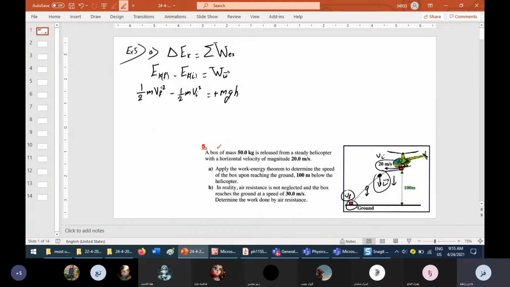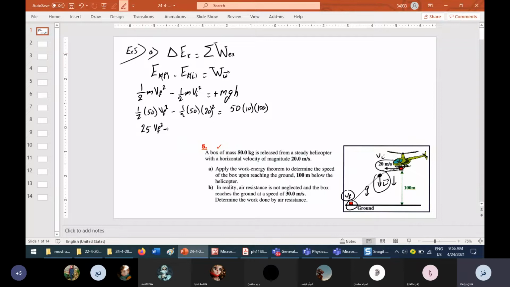Everything is given except the final speed. I will start substituting: half 50 v final square minus half 50 times 20 square equals mass, which is 50, times gravity, which is 10, times the height, which is 100. I have one equation and one unknown. 25 v final square, 400, it's 200 times 50.